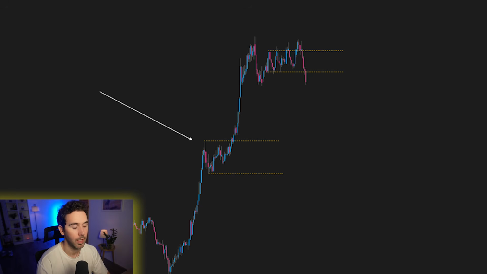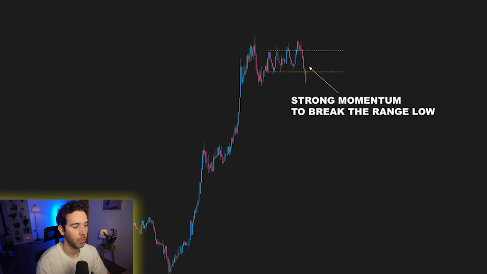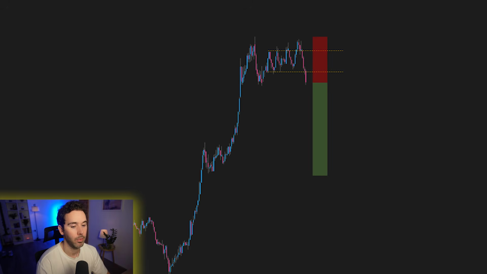If you're looking to trade a continuation, it makes more sense to do it after the initial impulse, not the massive continuation that happens after the first impulse. So we can see here that there are 3 failed pushes up, and then we have strong momentum to break the range low. You can trade this like that. It's given you enough of a signal that it wants to go back down because it's failed to push up. It needs to come back down now to reload.